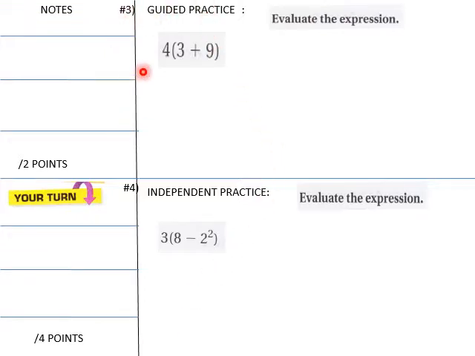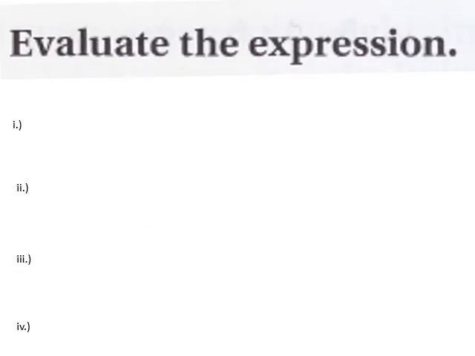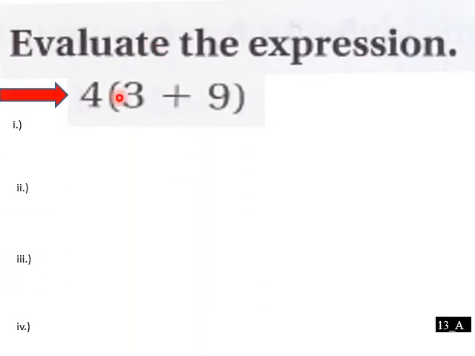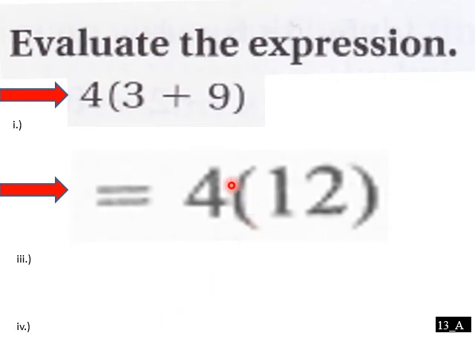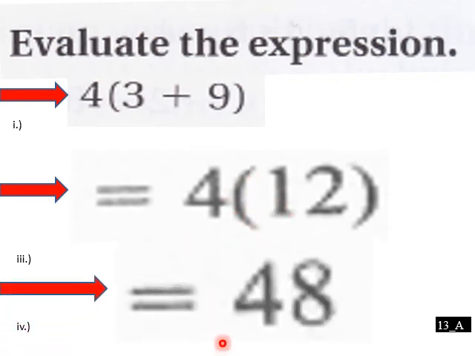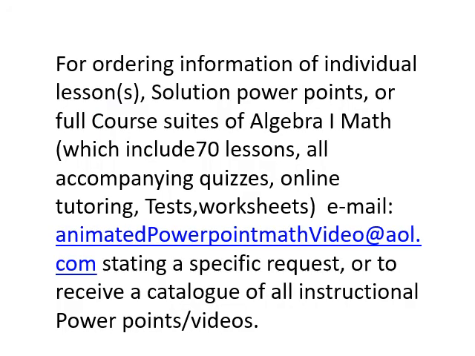Okay, our guided practice number 2. Students, this is on you. We're going to do this one right now. Evaluate the expression 4 times quantity 3 plus 9. Inside parentheses, 3 plus 9 is 12, and then we have 48. And that is 1.2 for Algebra 1 Math.